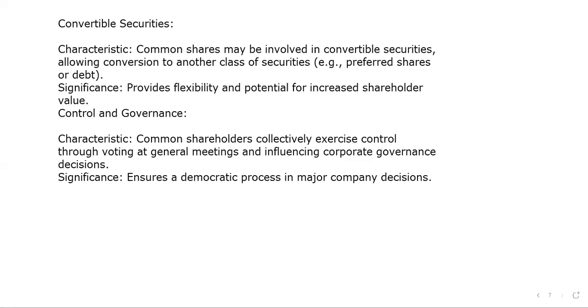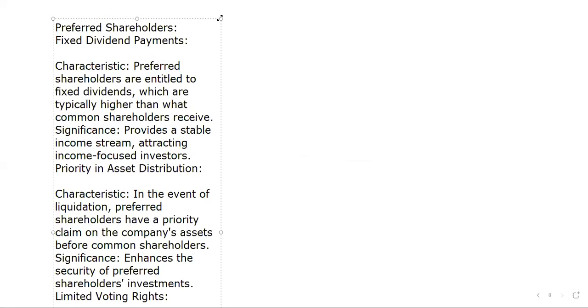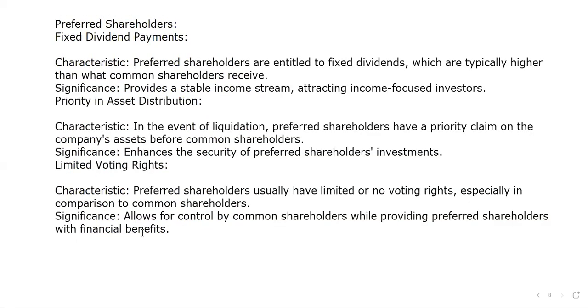Then we talk about the other types of shareholders and what they want. Preferential shareholders, like I said, are also called prior debt or speculative investors. They have no main interest of the company at heart. Of course, we have different types of preferential shareholders. We have fixed dividend payments. The preferential shareholders are entitled to a fixed dividend.